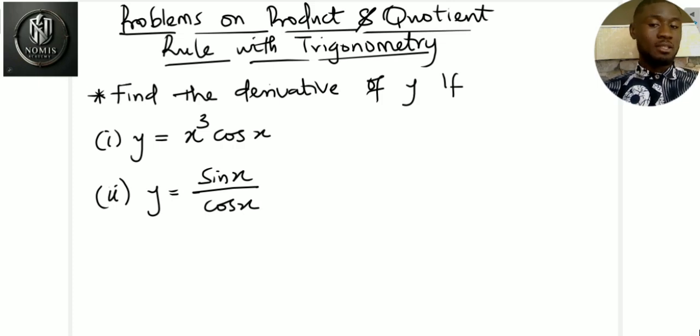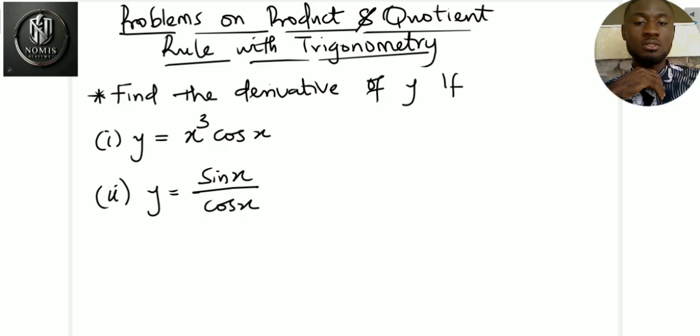So we're going to take them one after the other to see which of these rules is applicable to the question we are solving. Look at question number 1. Roman figure 1 says y is equal to x raised to the power of 3 multiplied by cos x. Correct. That is the product rule. So let's use this product rule to solve question 1.